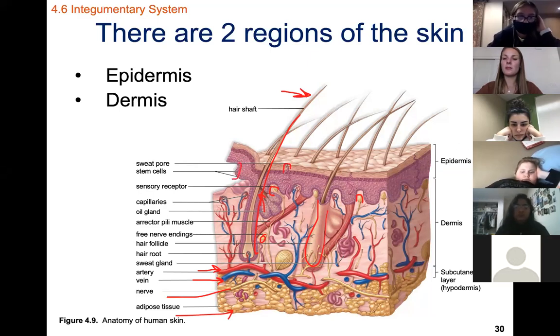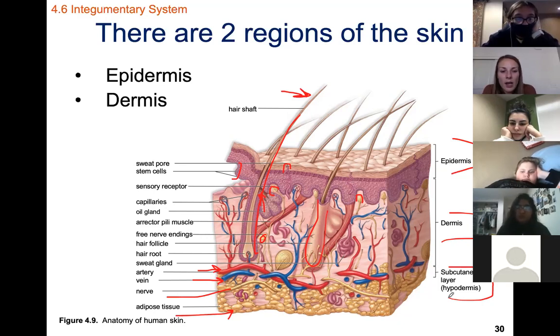Your epidermis is kind of that first top layer. Your dermis is kind of where the hair follicles are found, some nerve endings and blood vessels. And then you have that subcutaneous layer, also known as the hypodermis. Okay. Some things I'd like to notice essentially are the sweat glands, the sweat pore, the hair shaft, where the adipose tissue is, and the nerve endings.